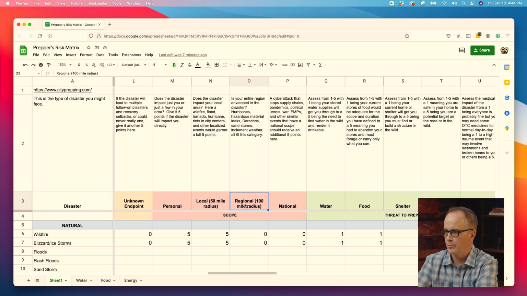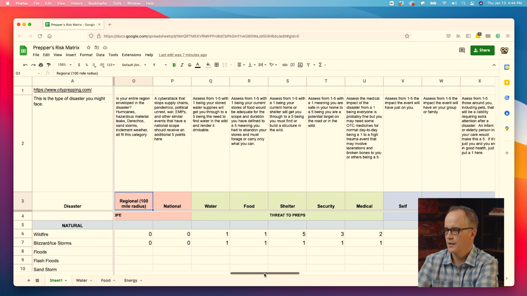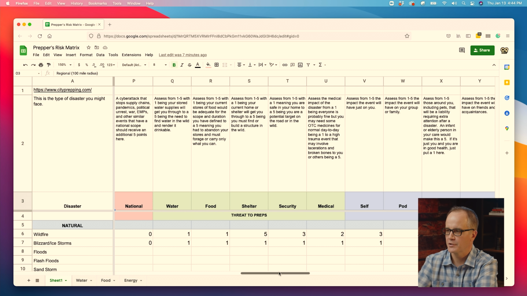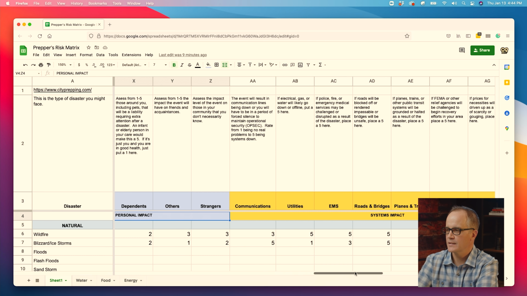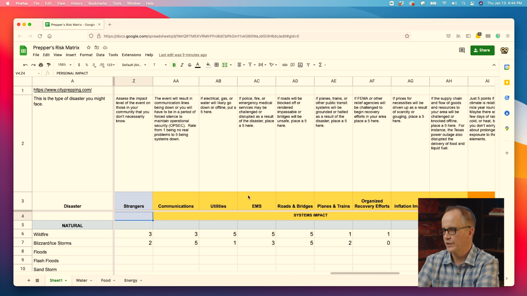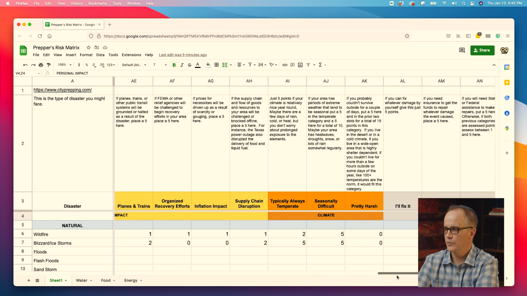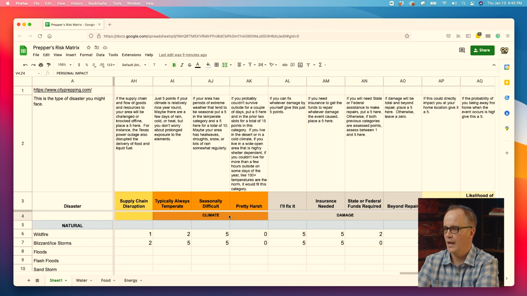We'll talk about scope. Is it local? Is it 25 miles out? Is it 50 miles out? Threats to your preps: will this impact your water, your food, your shelter, your security, your medical? This next one is personal impact. Will it impact you, your family, your friends, your dependents, other strangers? And then we get into things like systems impact. Will it mess up communications, utilities, EMS? And then these last 3 are climate, and we'll talk about that in a moment.